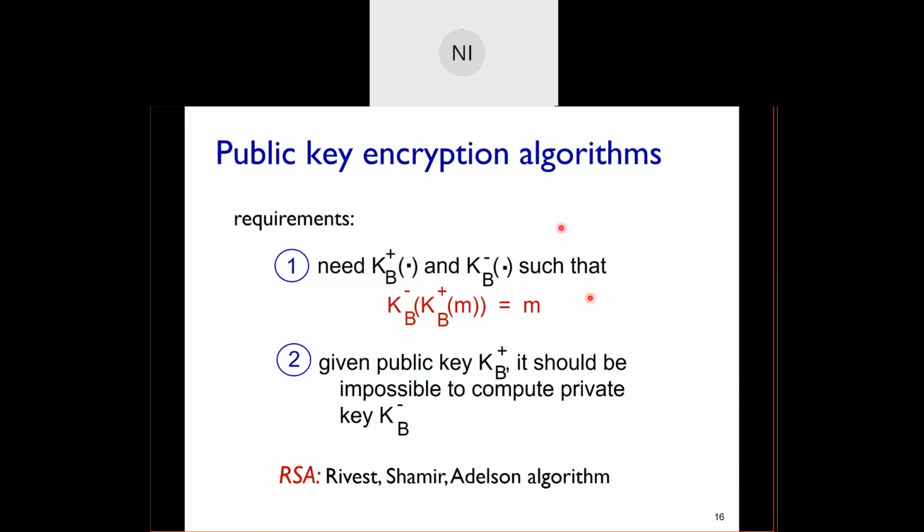So there are a couple of requirements here. As I was mentioning, we need to have two keys. One is called public and the other one is private, such that if you apply these keys in this particular manner, you can get back the plain text. And given the public key, it should be impossible to compute the private key. This is very, very important because everybody knows Bob's public key. One should not be able to figure out what the private key of Bob is by looking at the public key of Bob. Okay, that means the public key should not reveal anything related to the private key.